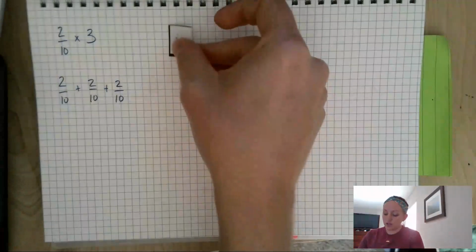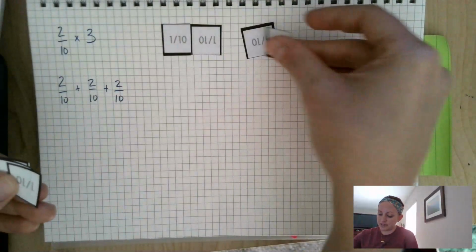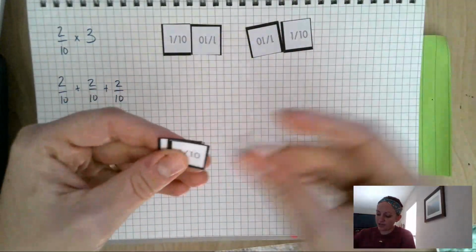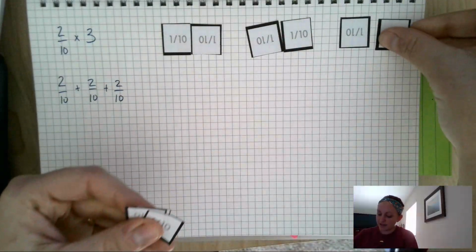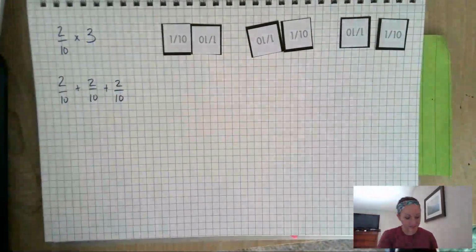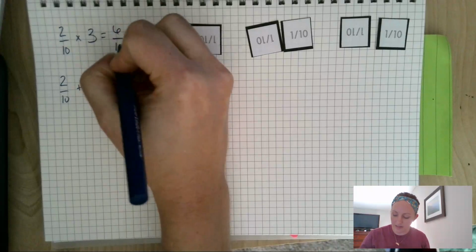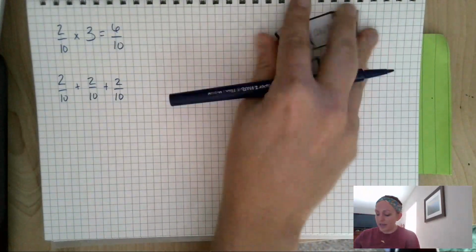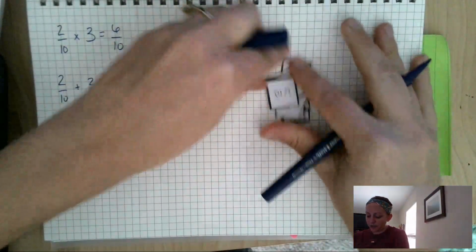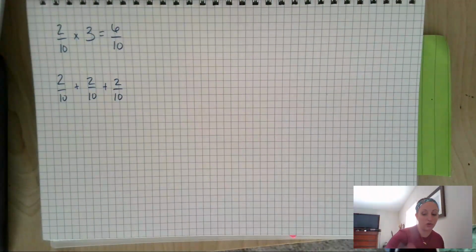So I have 2/10 plus 2/10 plus 2/10. And that tells me that I have 1, 2, 3, 4, 5, 6 tenths. And that's all I'm doing. You can use your fraction strips to help you, or we can draw pictures. Let me show you how you could do this by drawing pictures.